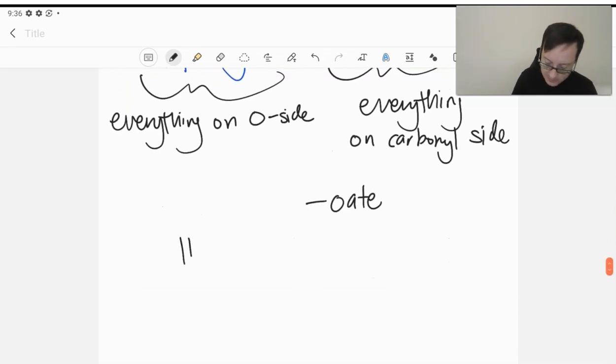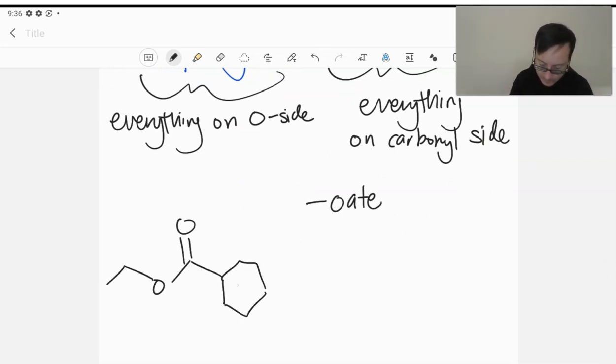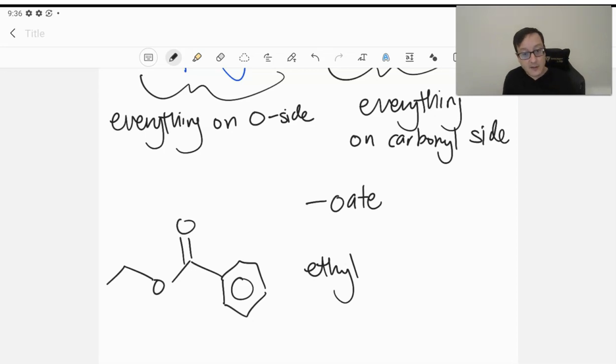Another one would be this one, on the other hand, would be ethyl, because that's on the oxygen side. And then we have benzoate. So again, similar to what it would be for the acid, like benzoic acid, if that were a hydrogen instead of an ethyl group, that would be benzoic acid. But if we have an ester, we need to have the -oate ending.